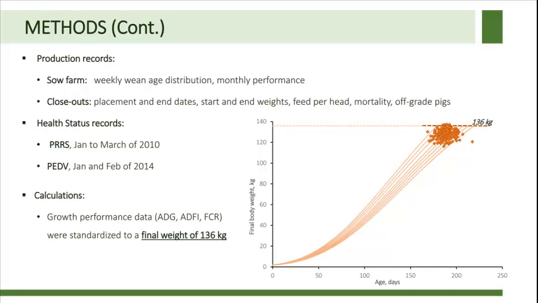So we needed a standardization. We assigned a growth curve to each of these groups, so that the growth curve would tell us the time at which the pigs arrived at 136 kilograms, which is the same as 300 pounds. That was our final weight. That was the standardization we did for growth and for feed intake, and therefore for feed conversion.